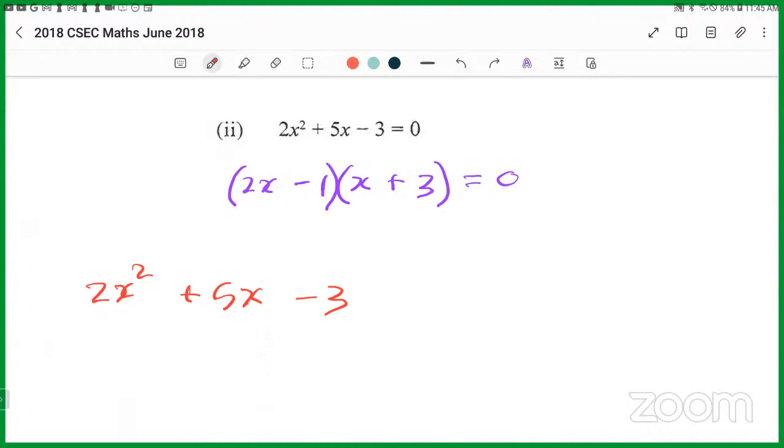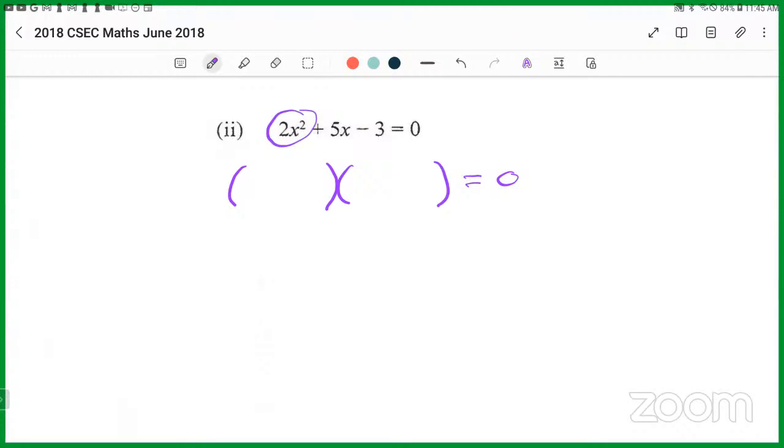Let me just show you again quickly. I'm going to go a little faster now. Watch it again. So the only factors of 2x squared are 2x and x. They must go as the first values in the two brackets. 2x and x are the only factors. So I'm going to write the 2x and the x first. Then the factors of this 3 go in here and there.